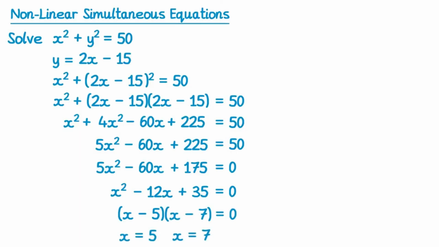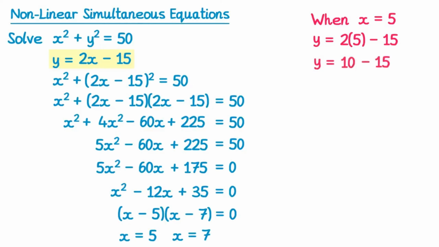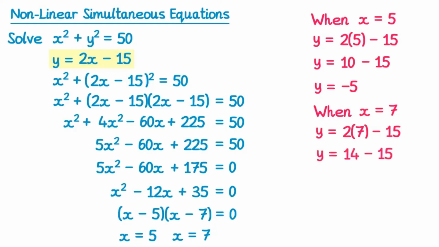So now we need to substitute both of these back in to get our y values. Again, we'll go for the linear one. So when x equals 5, y is going to equal 2 lots of x, take away 15. So y will equal 2 lots of 5, take away 15. 2 5s are 10. So 10 take away 15. And 10 take away 15 is negative 5. Then we do the same thing for when x equals 7. So when x equals 7, y will equal 2 lots of 7, take away 15. 2 lots of 7 is 14, so 14 take away 15. And 14 take away 15 is negative 1.